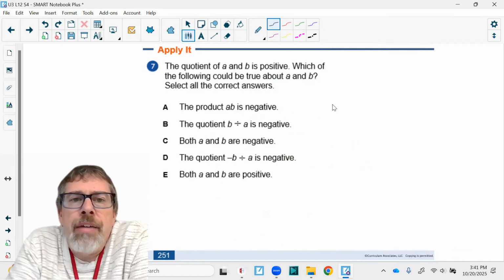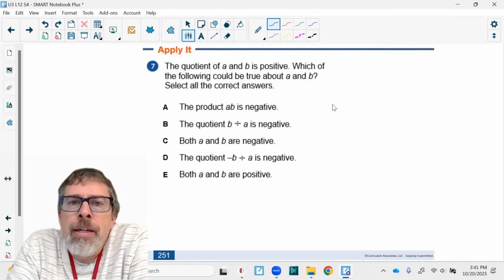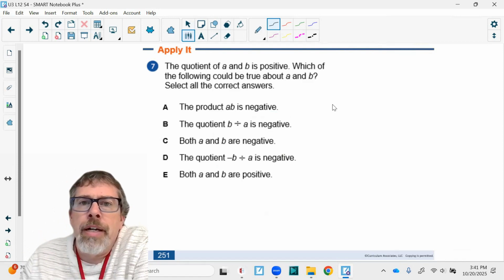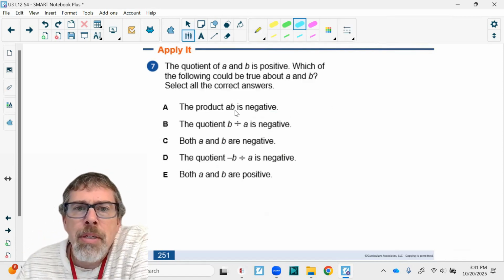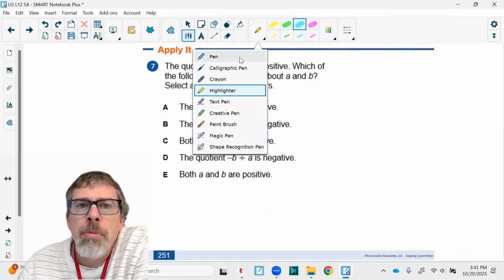Okay, number 7. The quotient of A and B is positive. Which of the following could be true about A and B? Select the correct answers. So let's take a look. The product of A times B is negative. The quotient of A and B is positive. So let me first write that.